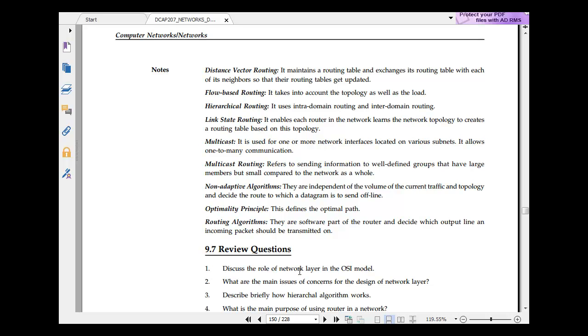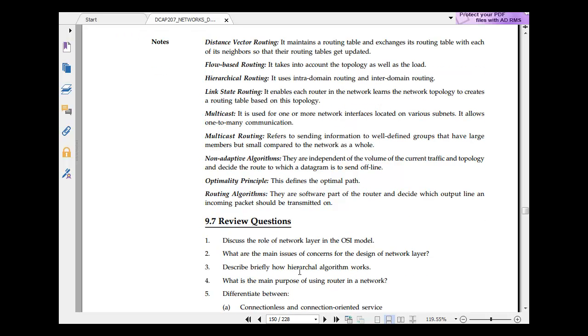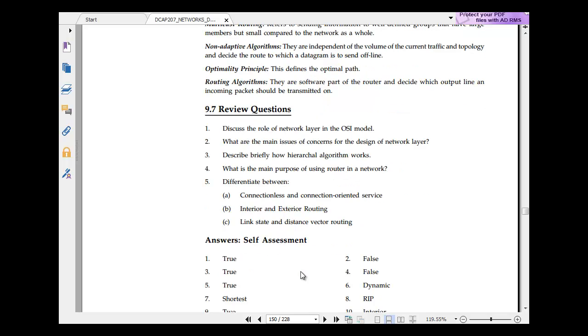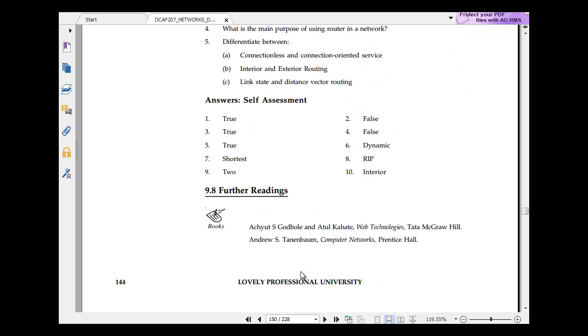Multicast is used to send information to one or more router destinations. It allows one-to-many communication. Multicast routing refers to sending information to a well-defined group with a large number of members. Non-adaptive routing algorithms are independent of the volume of the current traffic and topology. The optimality principle is a routing algorithm concept. I think that would be it.